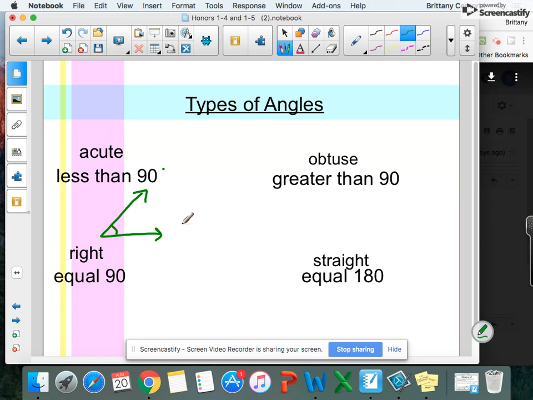An obtuse angle, that's going to be greater than 90. Again, it's going to look something like this, bigger than 90. And a right angle is going to be equal to 90 degrees, and it's going to have that little box there in the corner to represent that that is 90 degrees. And then we have a straight angle, which forms a line, and that is going to equal 180 degrees.